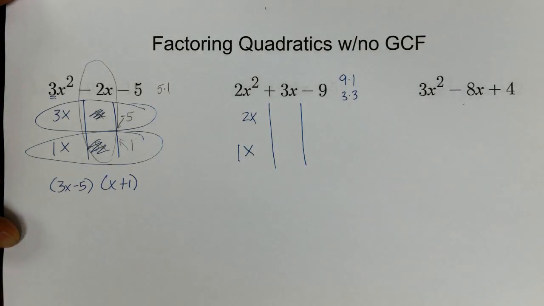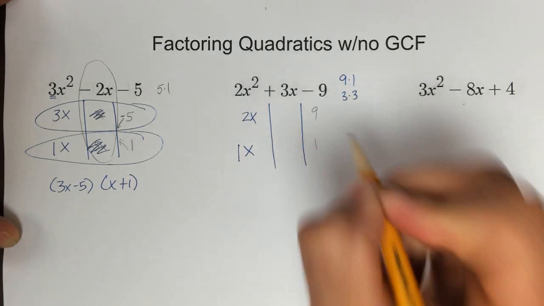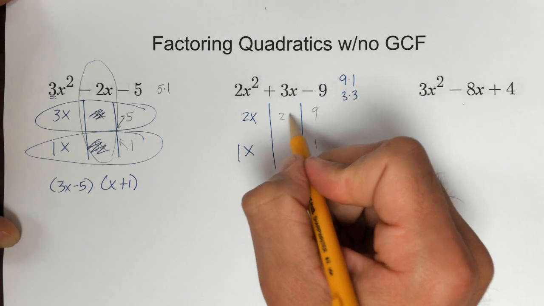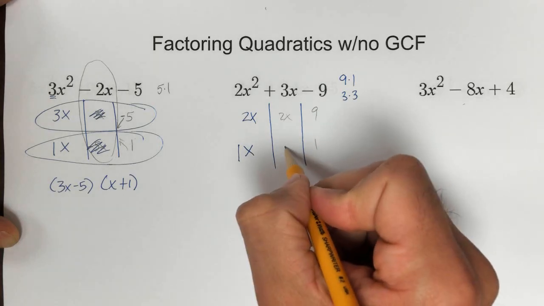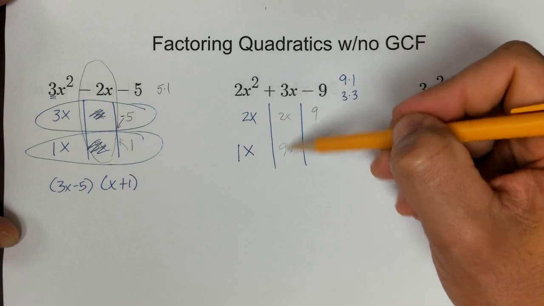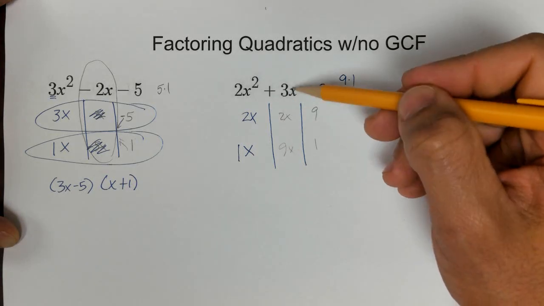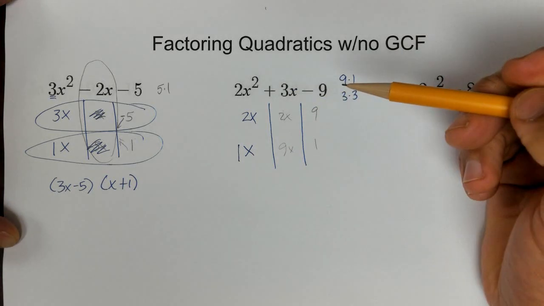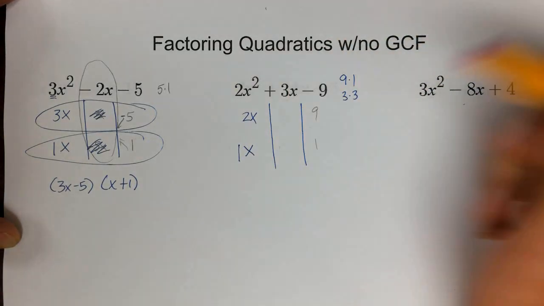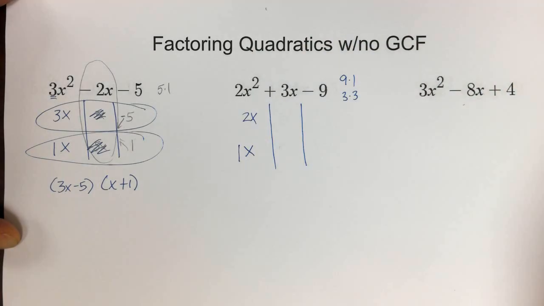I'm going to have to experiment. Let's try 9 times 1. When I cross multiply, 1 times 2 is 2x, and 9 times 1 is 9x. Notice how I'm not able to get a 3 from these. 2 minus 9 or 2 plus 9 does not give me 3. Well, let's try, instead of 9 times 1, let's try 1 times 9.